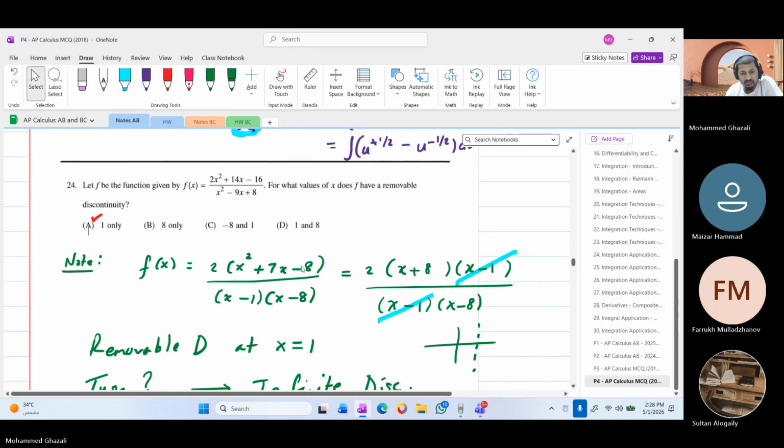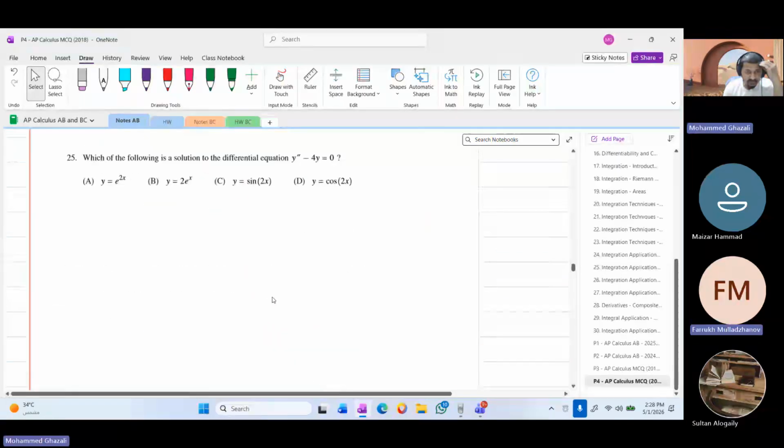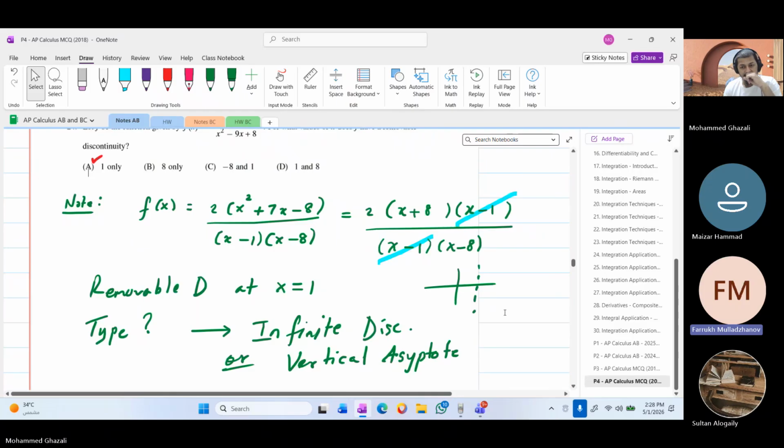Good. Do you understand why it's removable? Because you are canceling out those factors. Whenever you cancel out factors, it's removable. The name suggests it. If it was positive 8 on the bottom, and positive 1 on the bottom, it would be both, but you're canceling out and removing both of them. If you cancel out the factor, it'll be removable. Yes, correct. Then it will be D.